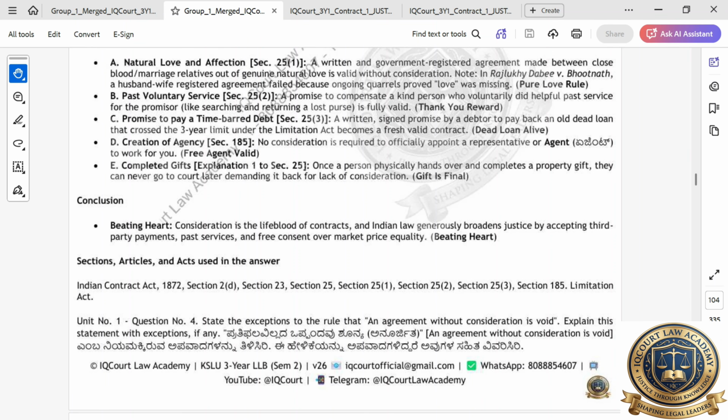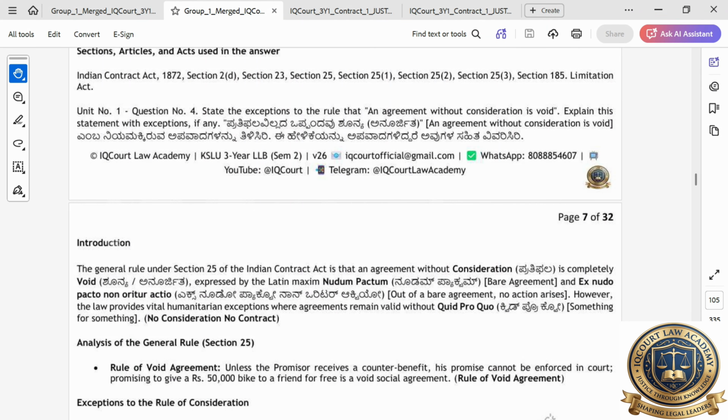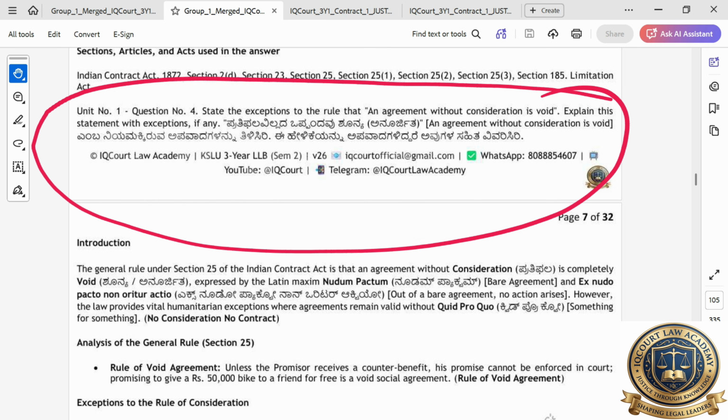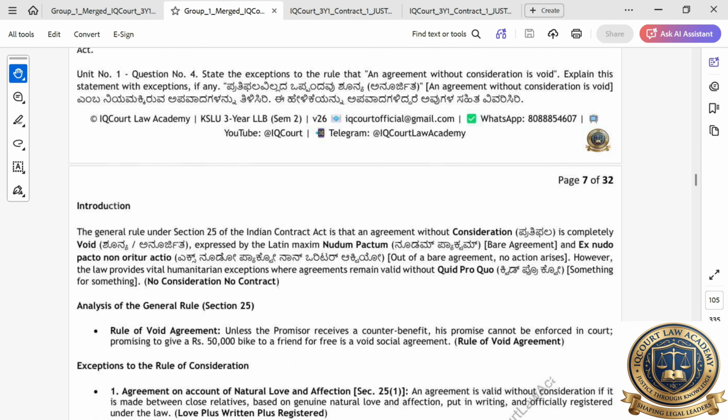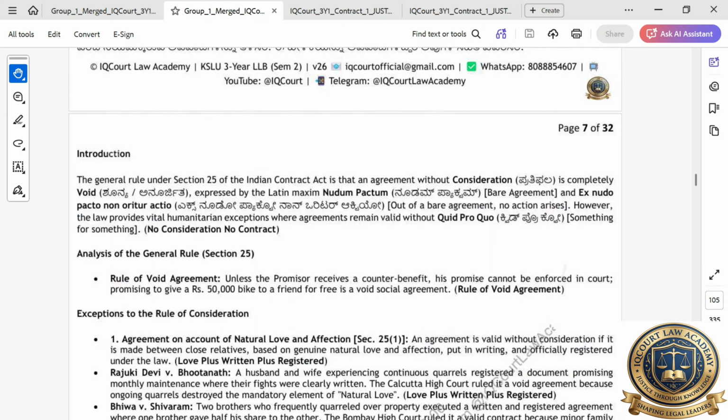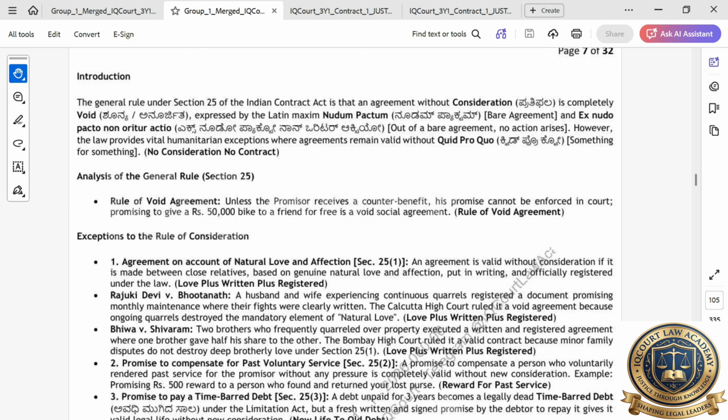So these are all things you have to write. This same question we have explained in the study material. Exact same question, because students should not skip this. State the exception to the rule that an agreement without consideration is void. Explain the statement with exception. See, same question. You just have to write extra, so 2-3 points only. We made it a separate question in our study material so that you should score good marks.